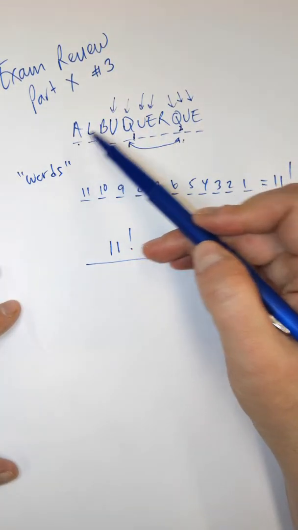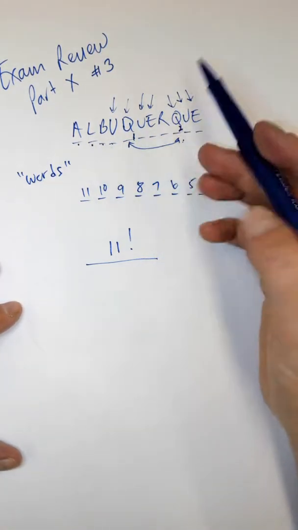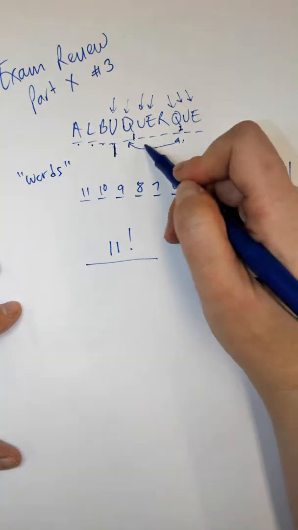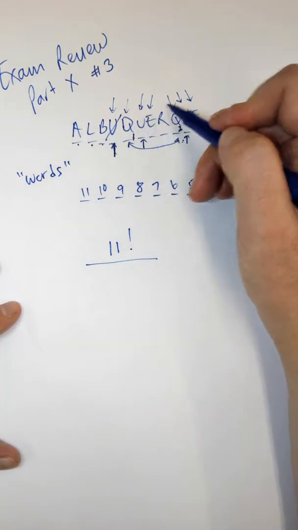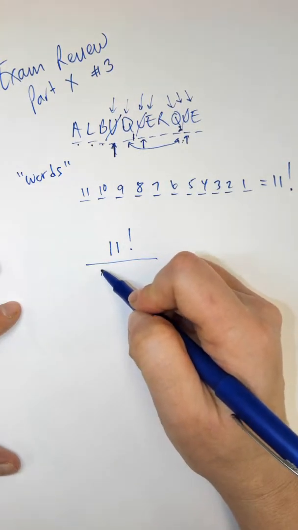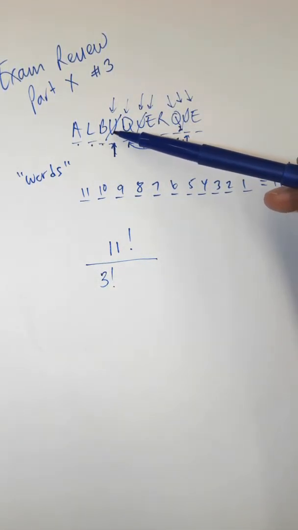There's only one A, there's only one L. I'm not going to write 1 factorial. There's only one B. There's 2 Qs. U. There's 1 U, 2 U, 3 U. So I'm going to cross them out. 1 U, 2 U, 3 U. So in the denominator, we have to do 3 factorial. That means that, let's think about this.